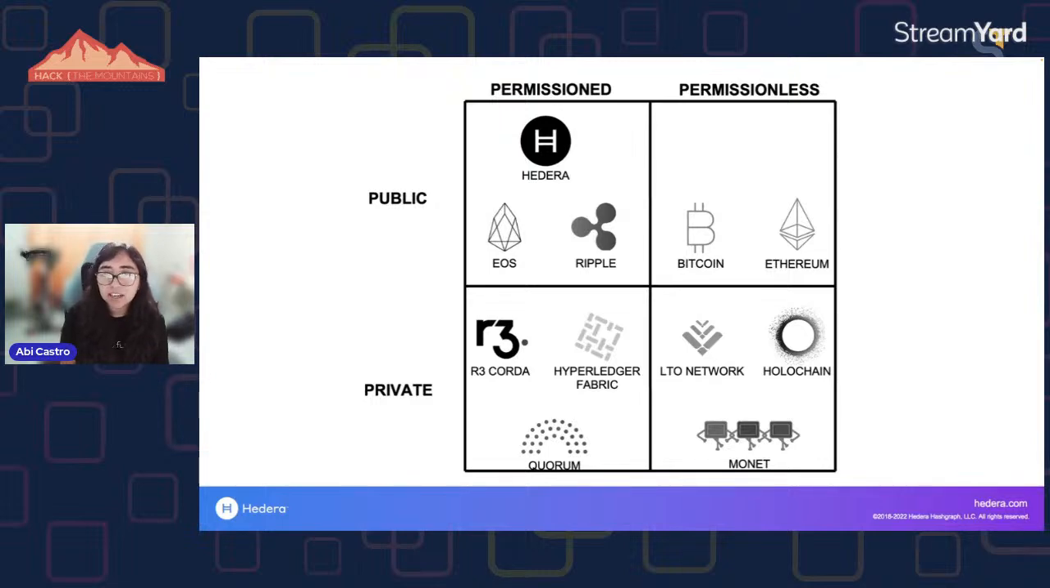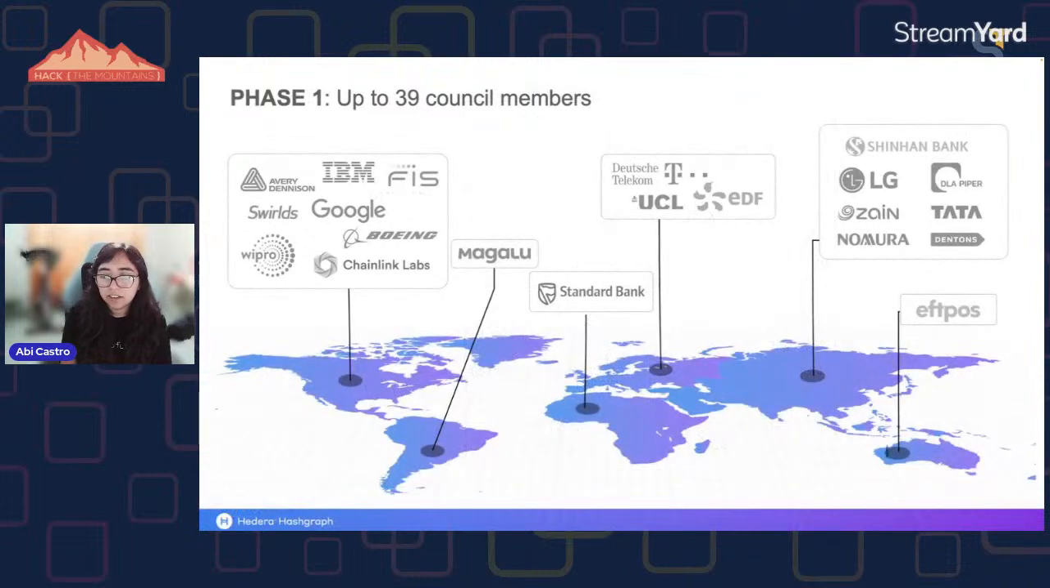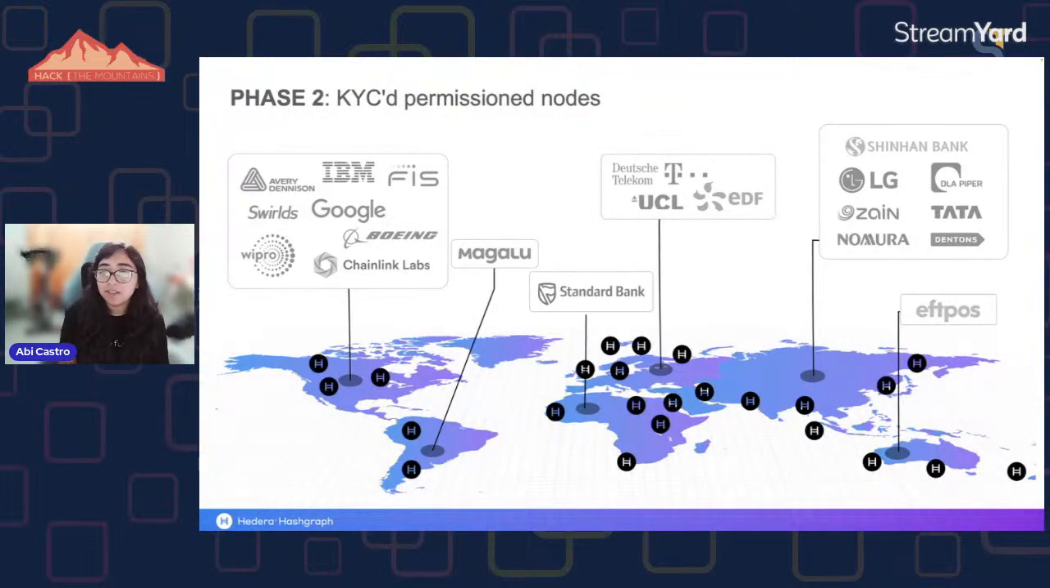As a reminder, Hedera is currently public permissioned, so anyone can deploy applications. However, the network nodes do have to be known and invited. We're on the path to becoming public permissionless, and this is our phase 1, which starts with the governing council, which you can see is on every continent except Antarctica. And phase 2 opens it up to community nodes.